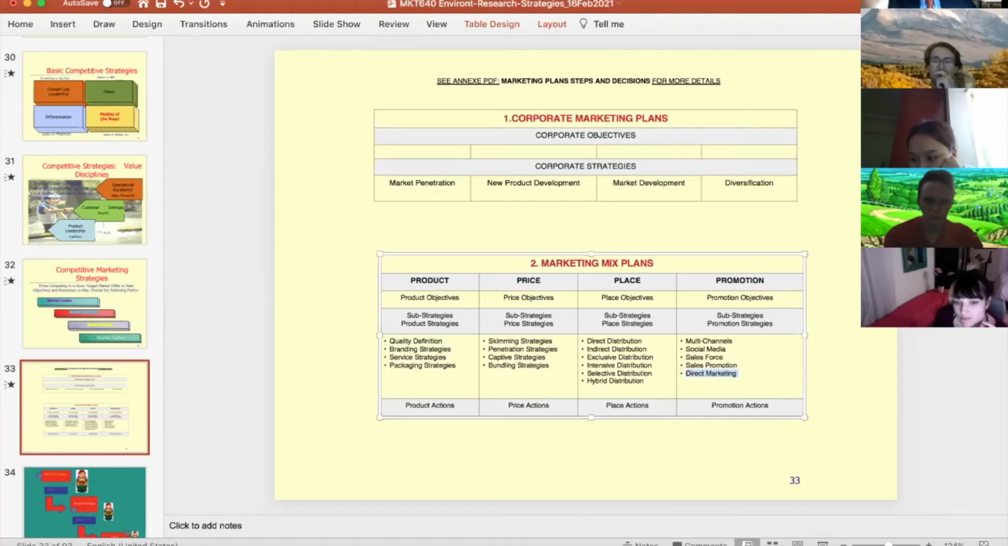So this slide is a slide that I created myself because it's nowhere to be found. I just created this slide because it's one slide that says everything. But it's a little bit difficult for you to digest now because we haven't done product, price, place, promotion. But if you look at the slide, you have two red titles: one, corporate marketing plans, and two, marketing plans.